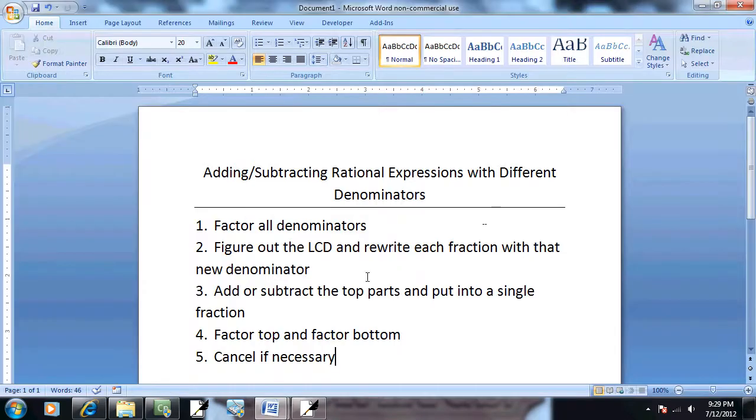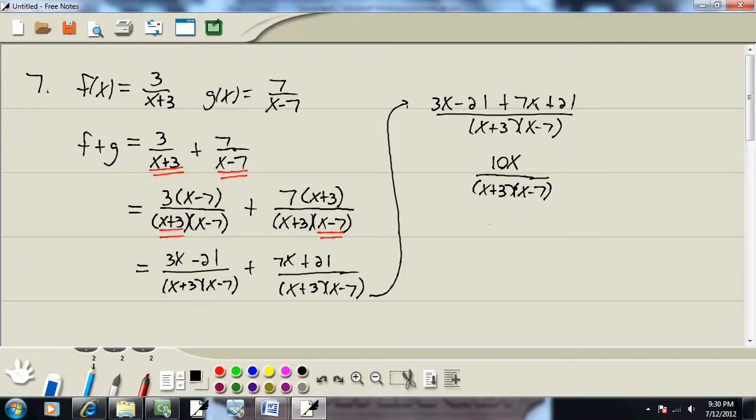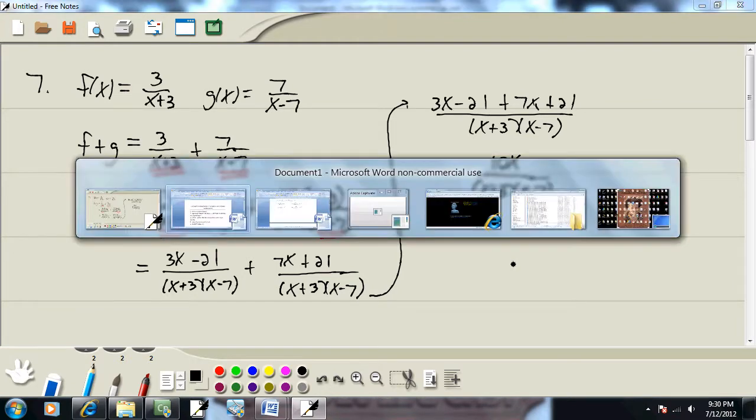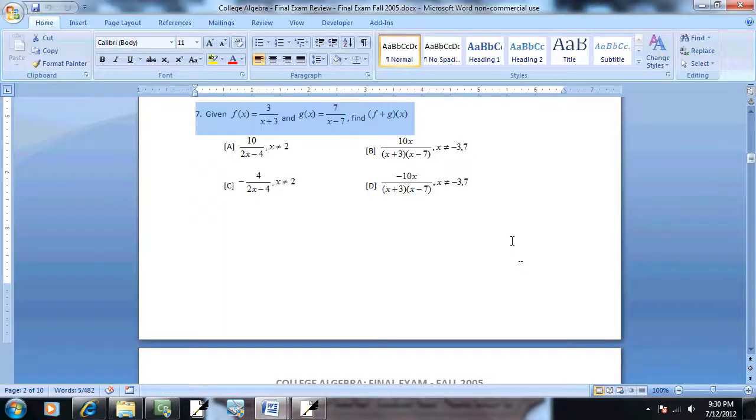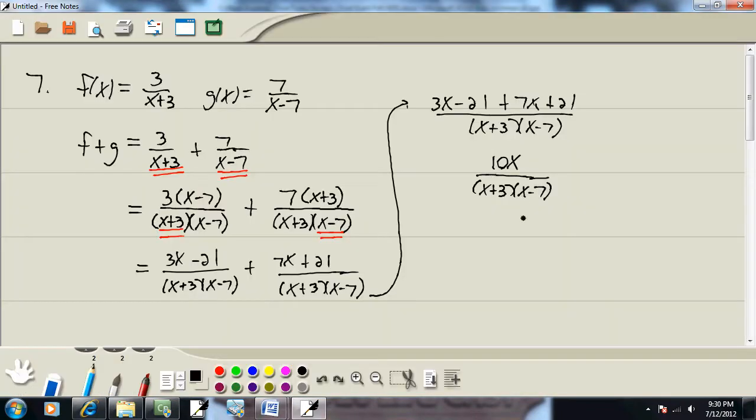Now, we don't have to do the last steps: factor the top, factor the bottom. Well, the bottom's factored, but the top I can't do anything with. I mean, I could rewrite it as 2 times 5 times x, but nothing will cancel with the bottom. So that's actually our answer: 10x over x plus 3, x minus 7. That looks like b.